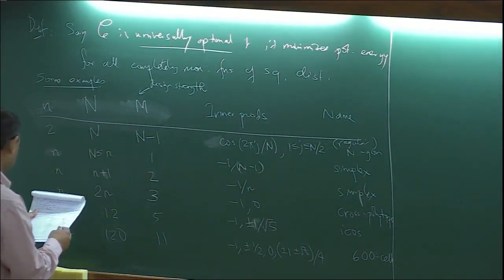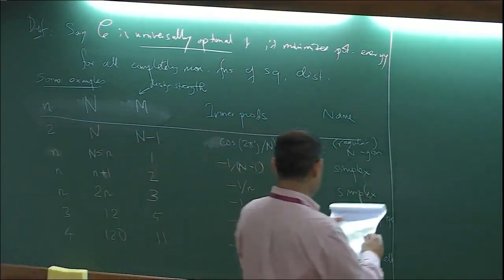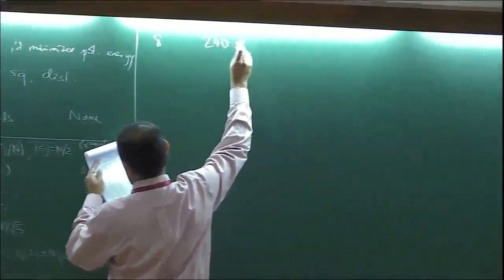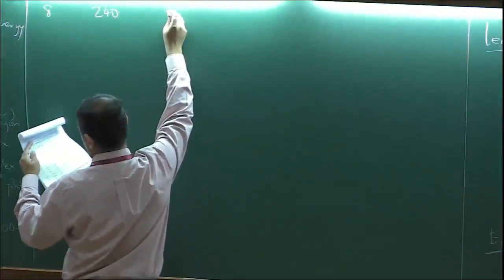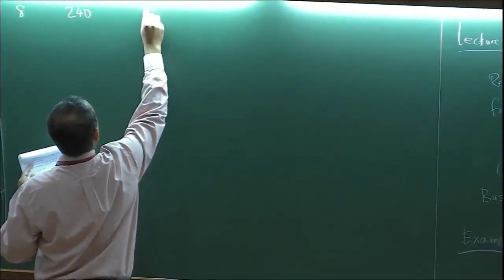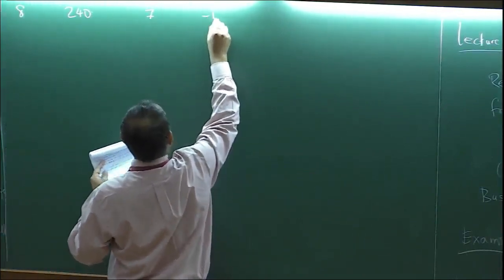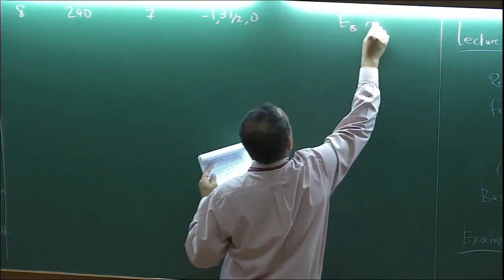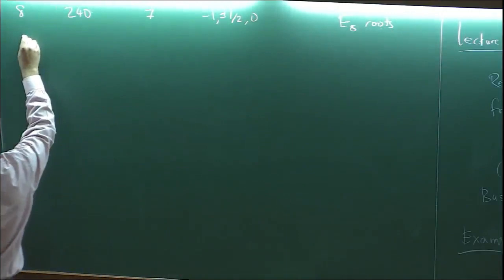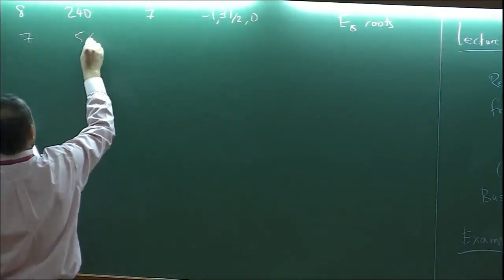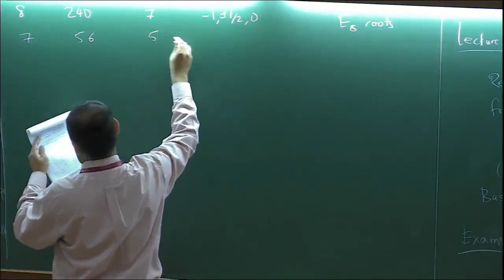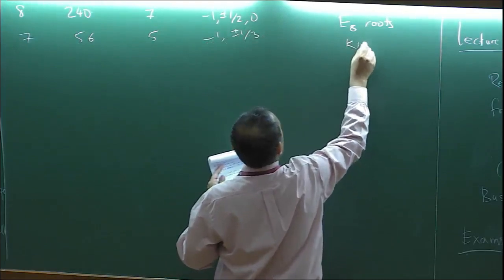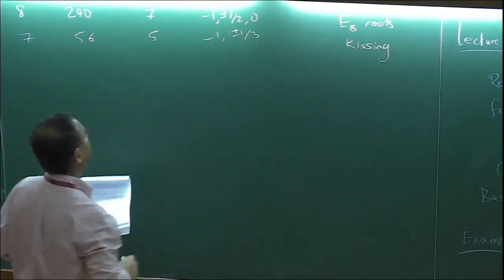Okay, then let's start with the E8 family. So there's 8, 240, the minimal configuration of the E8 lattice. It is a 7-design. The inner products are -1, ±1/2 and 0, and these are the E8 roots. Then if you take its kissing configuration, 7, I think I already listed this last time, it's a 5-design, -1, ±1/3. This is the kissing configuration of the previous one.